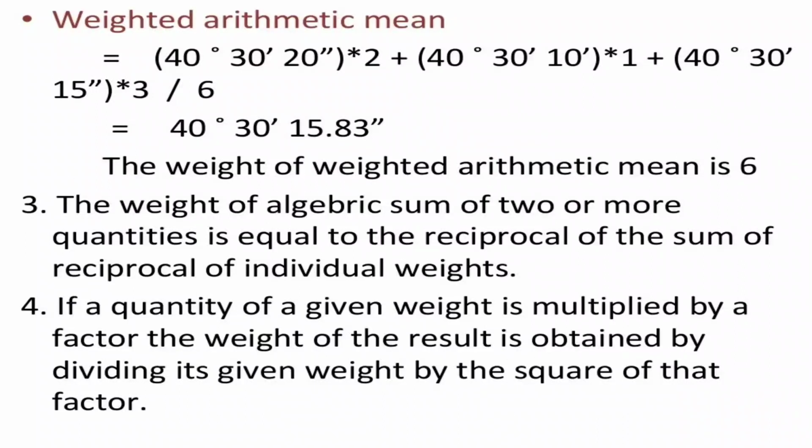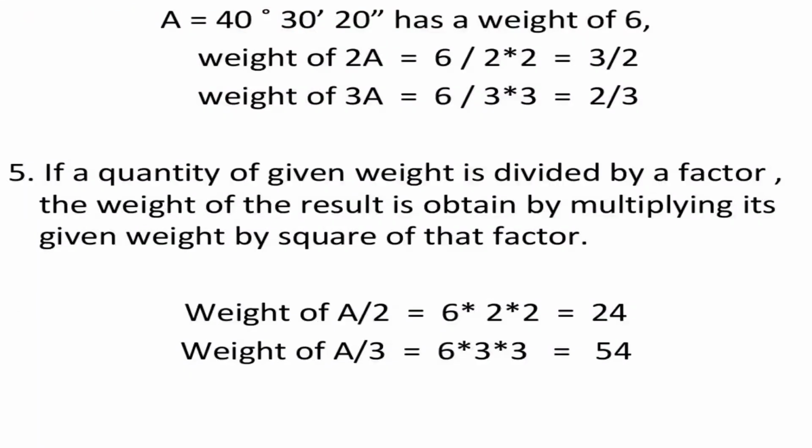So the third law: the weight of the algebraic sum of two or more quantities is equal to the reciprocal of the sum of reciprocals of individual weights. If a quantity of a given weight is multiplied by a factor, the weight of the result is obtained by dividing its given weight by the square of that factor. A equal to 40 degrees 30 minutes 20 seconds has a weight of 6. The weight of 2A is 6 divided by 2 multiplied by 2, so we get the value 3 by 2.